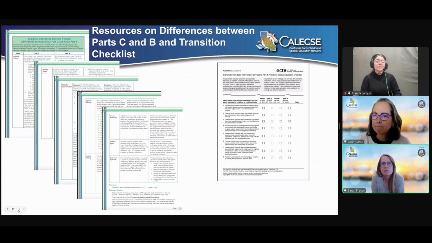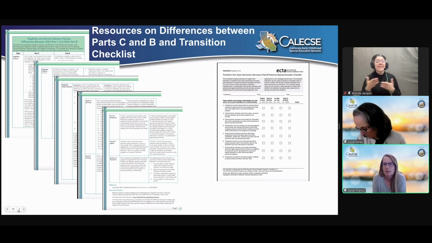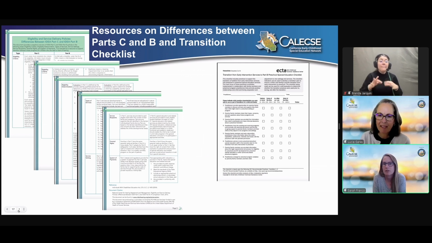Again, we've included some more resources noting the differences between Part C and Part B. Like I mentioned, Part C and B have different requirements. So really important to know which category you fall under. And knowing each other's processes, you can use these tools as reference. So you're really understanding each other's roles and responsibilities.